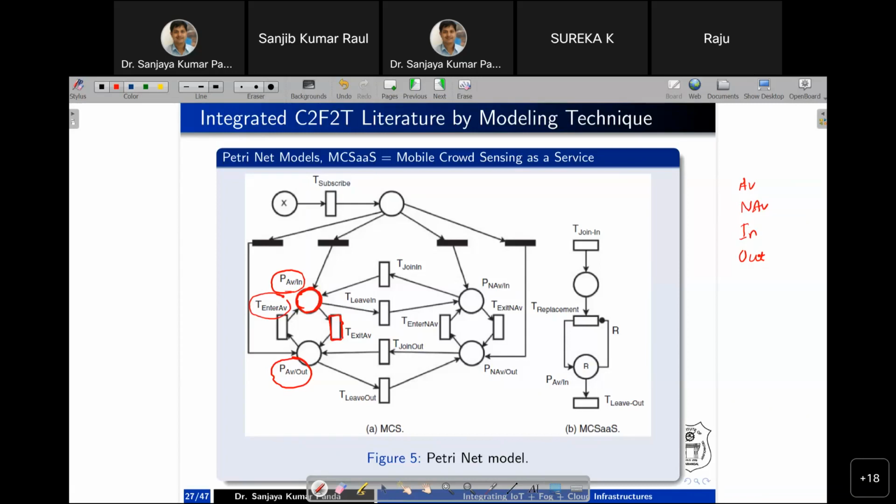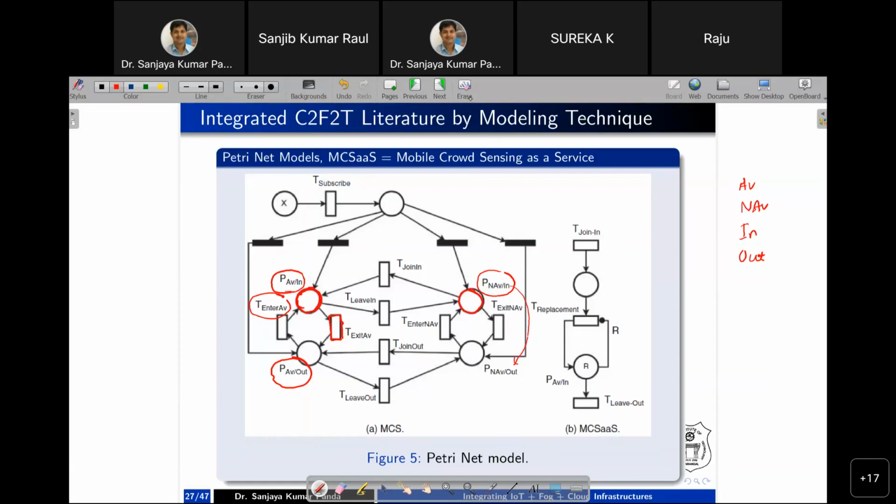But a resource is not available, but in our queue, we have a set of jobs. So whenever the resource is going to be available, we have to assign that job to the resources, right? So here also, if you exit, then the in is going to move its state to out. Similarly, when you enter, it is moving from the out state to the in state.